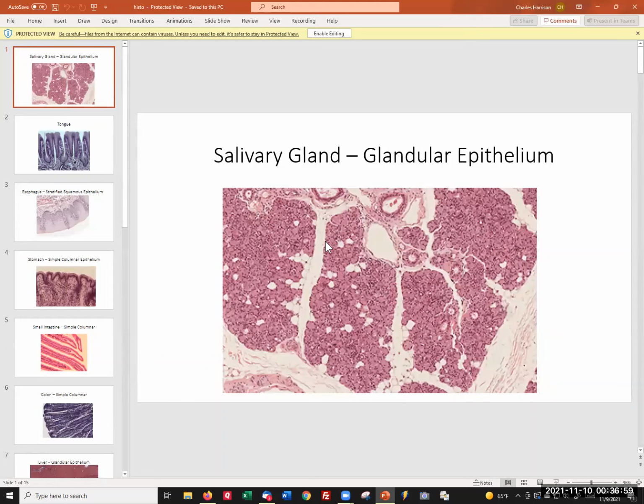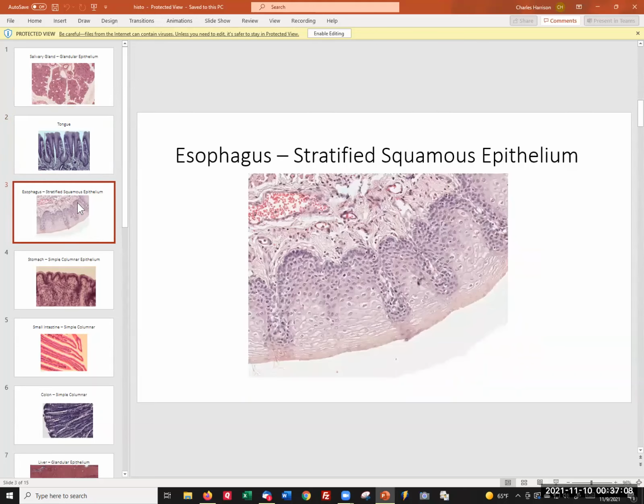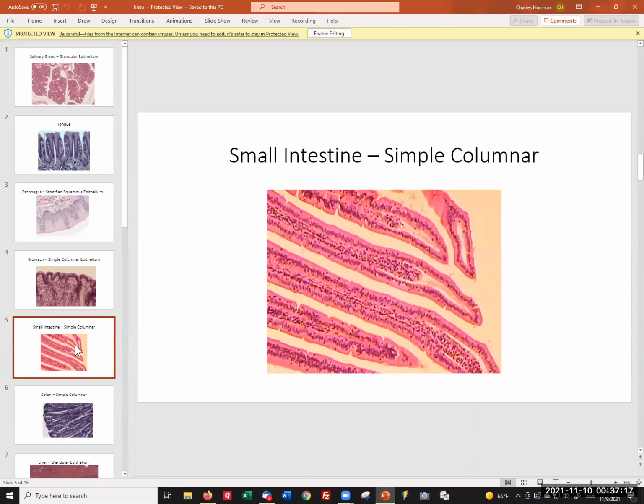Well, here's some beautiful pictures of the salivary gland. We saw this one a moment ago. And the tongue enlarged. This is esophagus with stratified squamous epithelium. It's upper esophagus, therefore. Here's the small intestine. A lot of information here. And I don't like this picture of the colon. It does the job, but I've got a much better picture of colon to show you.